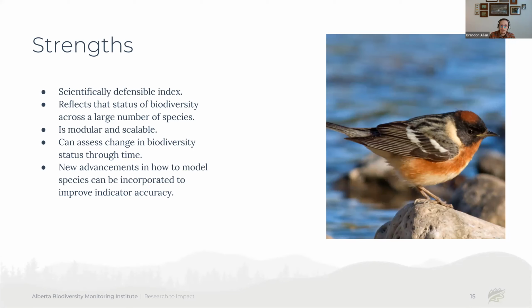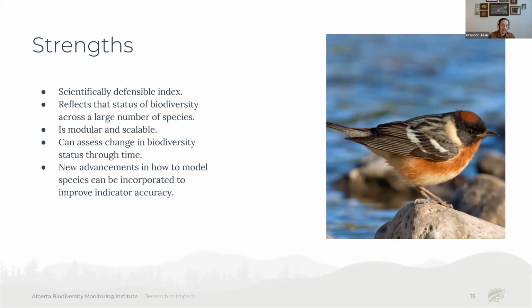This indicator is great for assessing changes over time. So we are able to calculate this index for any current state. We can calculate what intactness was in 2010 and 2020, and this can go forward as far as we would like. So you can start tracking those changes over time as well, which is really interesting.